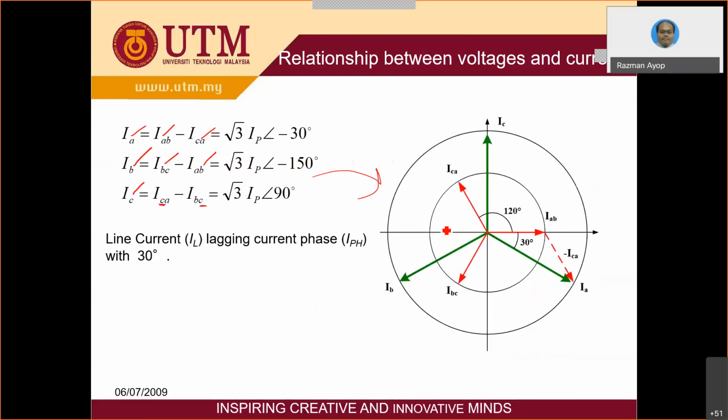This one is also a phasor diagram, so make sure you know how to draw this back. This one is IA, IBC, and ICA. This one is IA, the line current. This one is IB and IC. Make sure the angle is also correct. Just recall what you have learned in chapter 2, which is the phasor diagram.